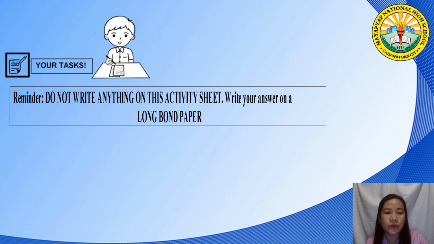Direction for activity number 1: enumerate or give at least 3 examples of farm inputs. And then enumerate 7 farm activities that require labor force. Label the following pictures. The pictures are given in your activity sheets. And then estimating farm inputs and labor requirements. Specific instructions are given, so present your data in tabular form and refer to the example given on pages 3 to 5 of your activity sheets.